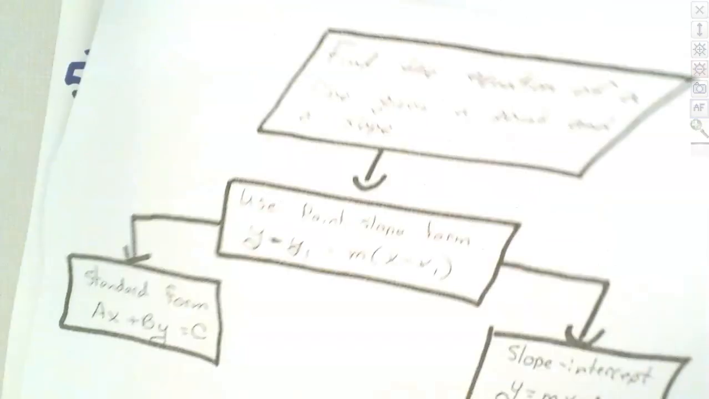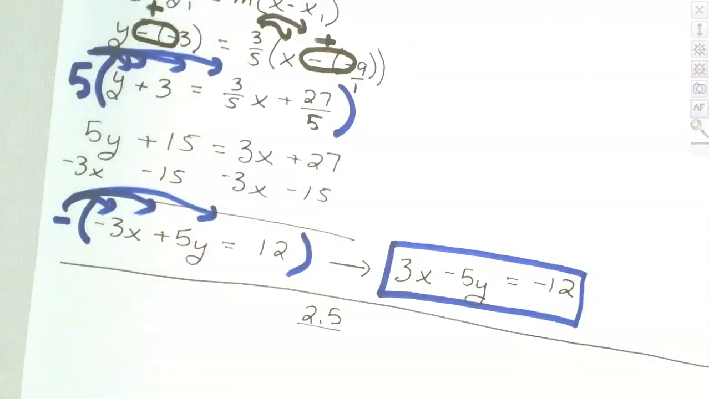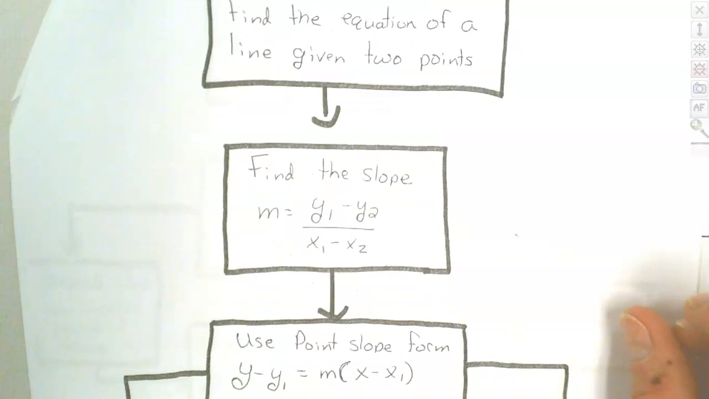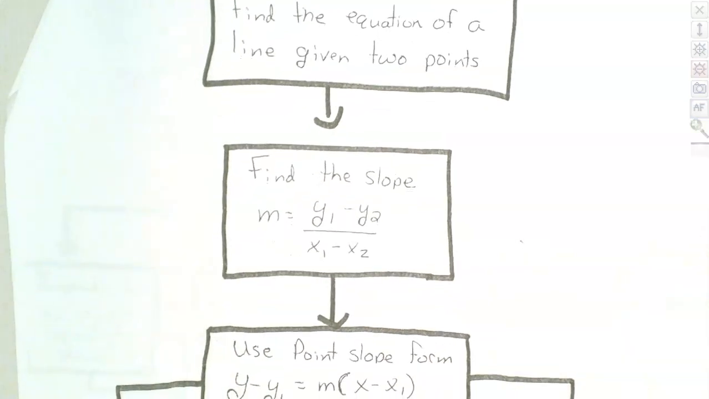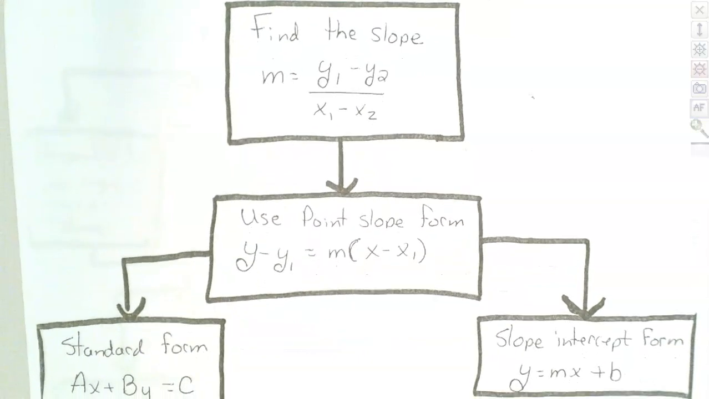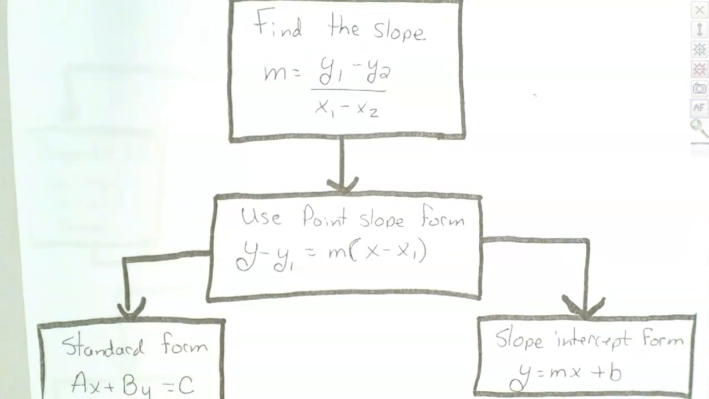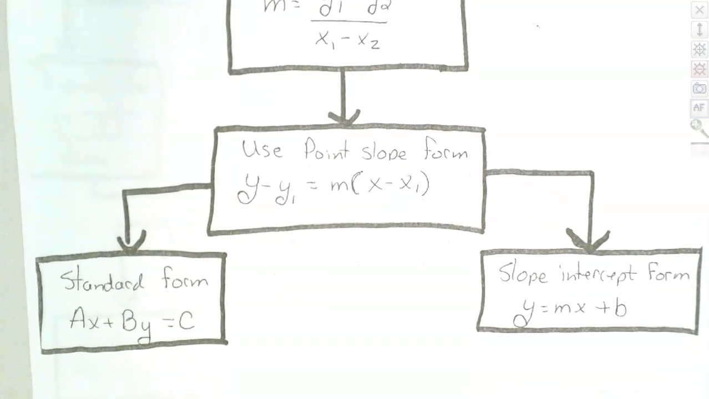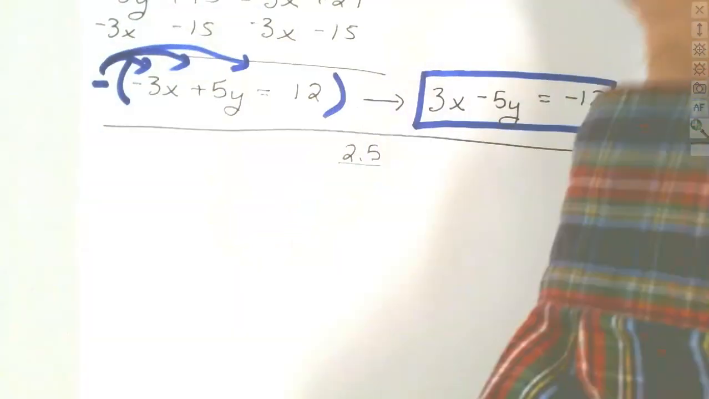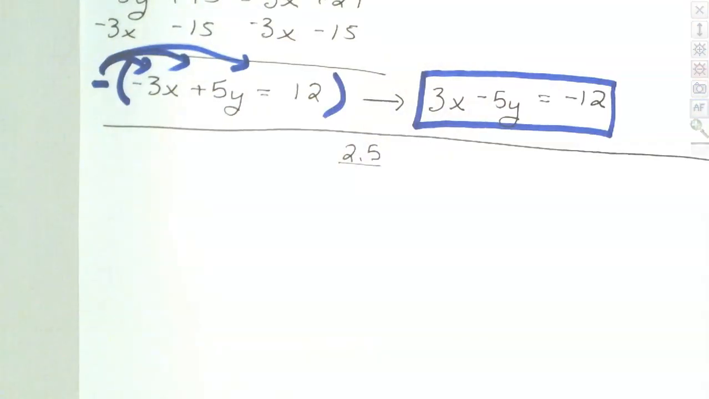Now we're going to look at the next page, which is finding the equation of a line when you're given 2 points. And so it has an extra step. What we have to do is take those 2 points, we find our slope, and then we apply our point slope formula. And then we either write our answer in standard or in slope intercept form. So instead of having you write it down, I just photocopied it for you. So let's go ahead and do 2 of these.